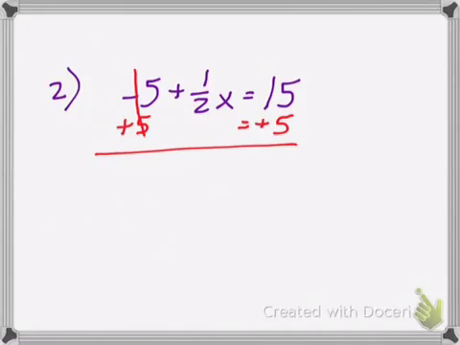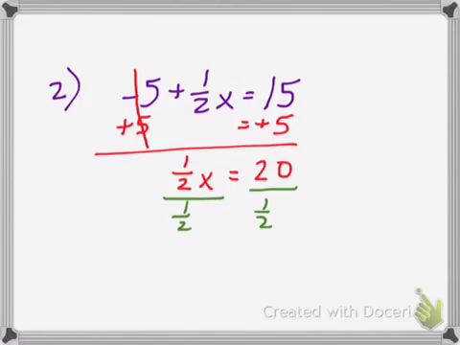And then these will cancel out because that equals 0. Then I just bring down my 1/2 x, bring down my equal sign. 15 plus 5 I know is 20. So now I have 1/2 x is equal to 20. So step 3, divide by my coefficient, which is 1/2. So divide both sides by 1/2.